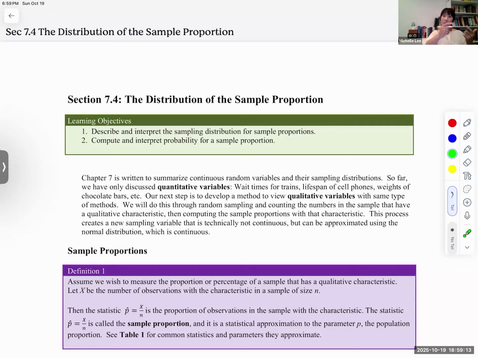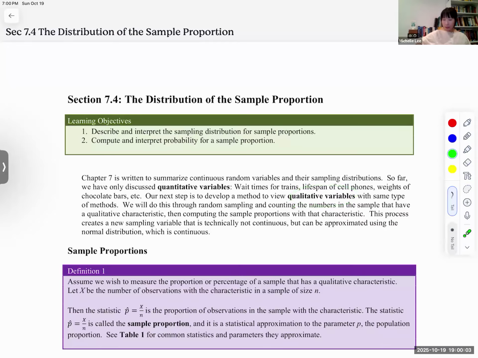We had the sampling distribution of a sample mean. That means we have sample means from many samples, right? Now the sample mean was for a quantitative variable. Today we are going to learn about the qualitative variable. So this section is about the qualitative variable.